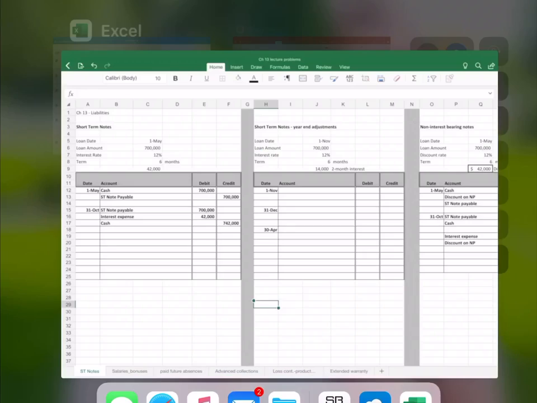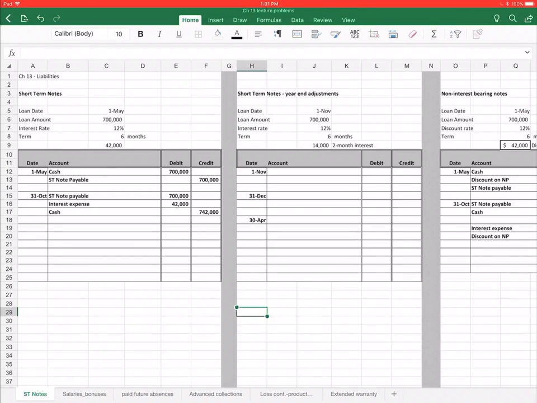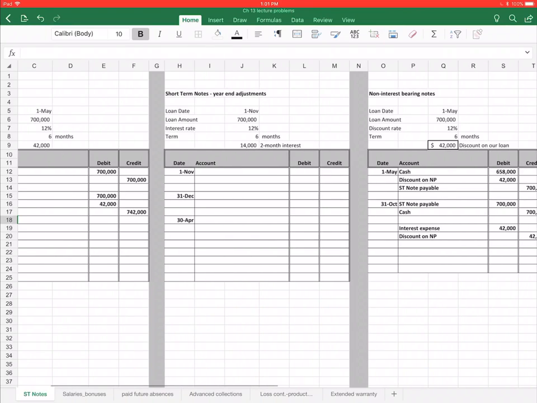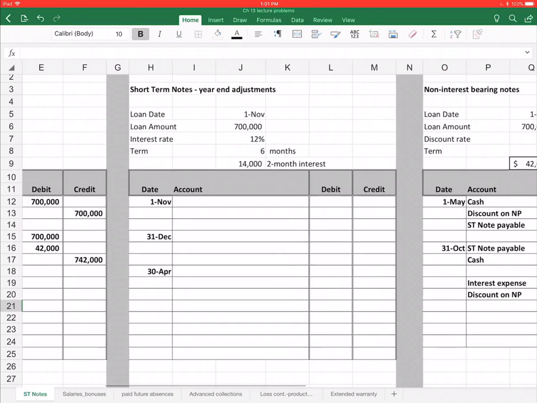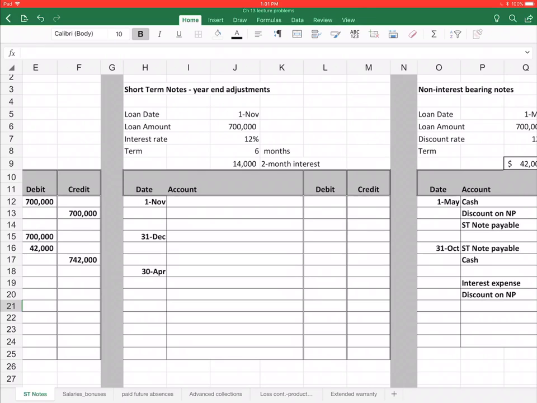If I go over to my Excel spreadsheet, I'm on the short-term note tab, and you'll see there's a short-term note, a very simple example that's discussed in the lecture. Here is the outline of that. And then there's a non-interest bearing note example, and on the right-hand side is the example of that. But what we're going to focus on is here in the middle, this short-term note that has a year-end adjustment. All of the information is presented in the Excel spreadsheet, so what I now need to do is go into making my journal entry. On November 1st, we have obtained a short-term loan.